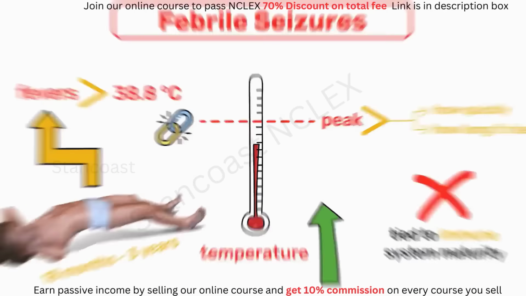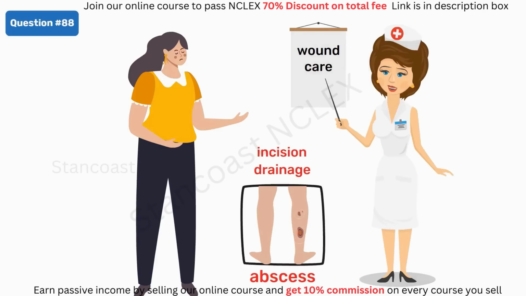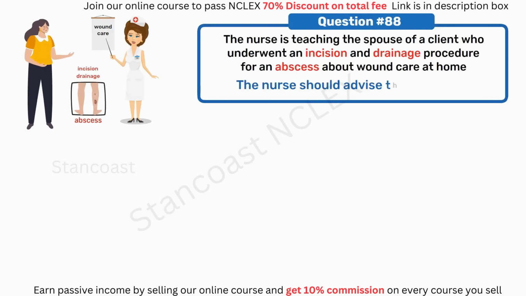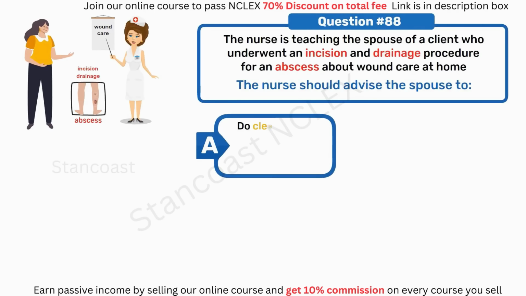The nurse is teaching the spouse of a client who underwent an incision and drainage procedure for an abscess about wound care at home. The nurse should advise the spouse to A. Do cleaning from the drainage site towards the incision site. B. Consider cleaning both sides separately. C. Clean starting from the incision site, moving towards the drainage site. D. Do cleaning of the incision and drainage sites at the same time.